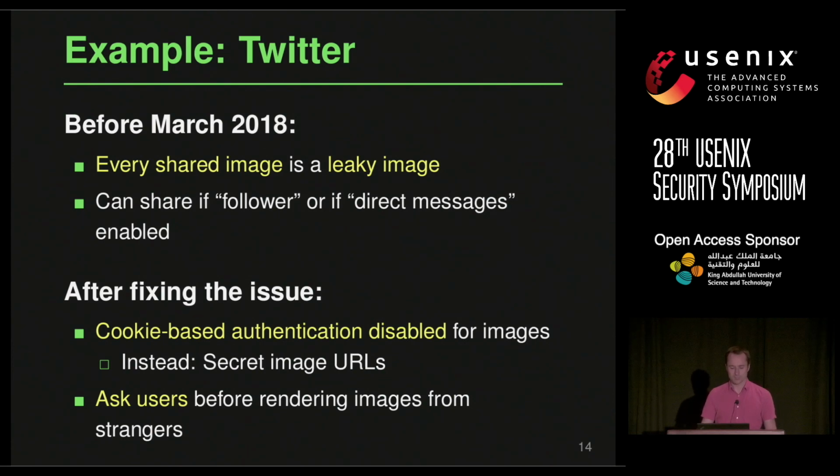After fixing the issue, Twitter has disabled cookie-based authentication for images, so they do not rely on cookies at all for deciding whom to send an image, and instead they use secret image URLs. And there's another fix. They also added some dialogue for users that basically asks the user before rendering an image that is sent from strangers. So it's two fixes for the same thing, and both of them are fine and individually would address the issue.